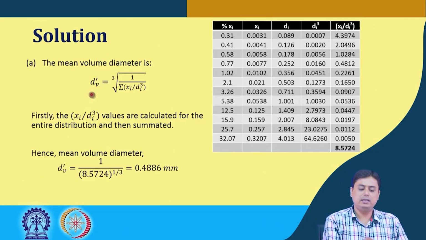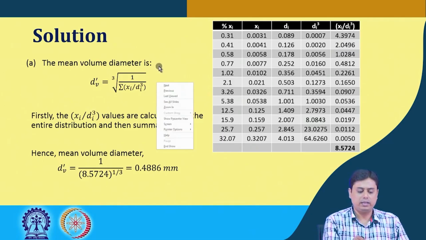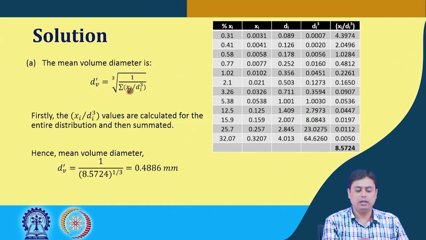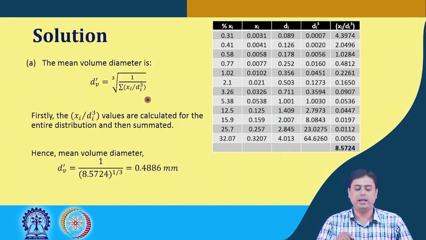We have seen the expression for the mean volume diameter calculation. It is given by this expression, where x is the mass fraction and d is the diameter of that particular mass fraction, so it is d_i cube. Basically we need the summation of x_i by d_i cube, and then we take 1 by that whole parameter, and the cubic root of that value gives the required diameter. So how do we do that?